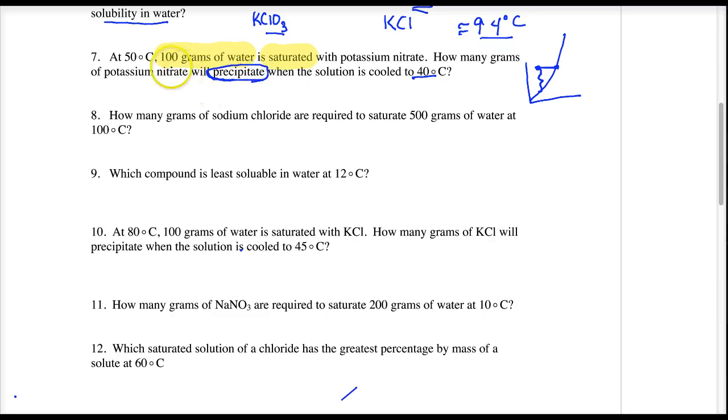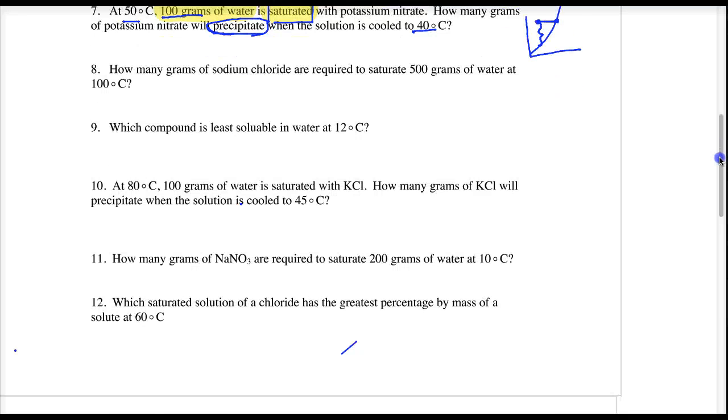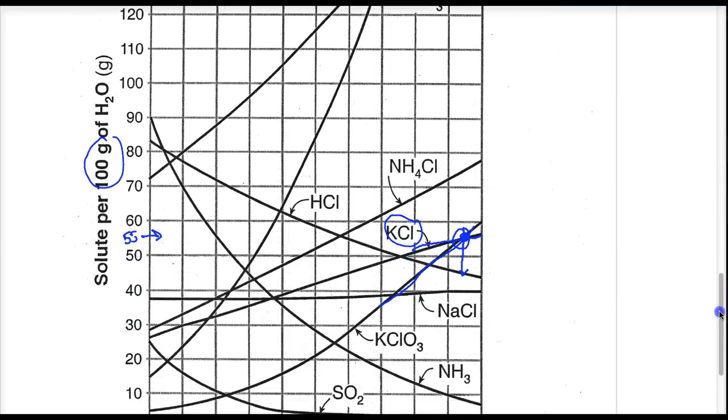Okay? So in any case, our hints are we have 100 grams of water, and it's saturated, so we're on the line. I have no temperature, and I'm at 50. So at 50 degrees Celsius, I am saturated, I'm on the line with potassium nitrate, and I'm going to cool it to 40.